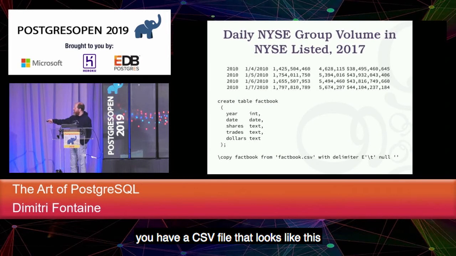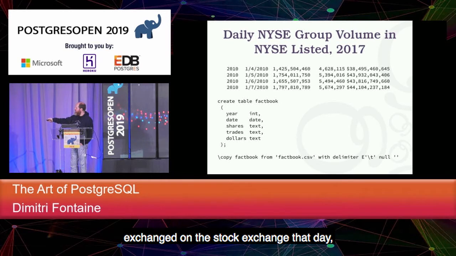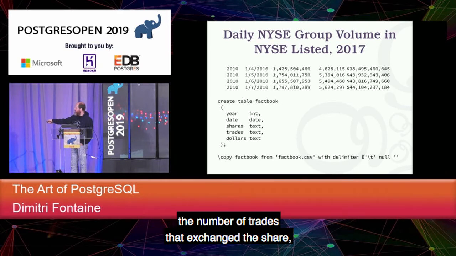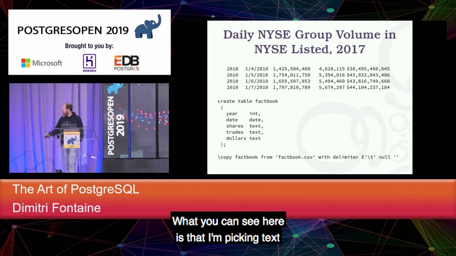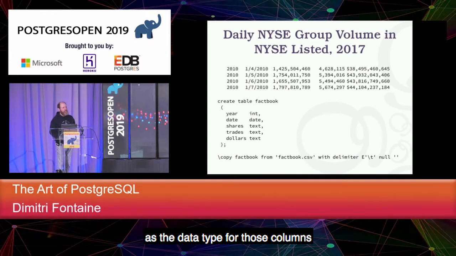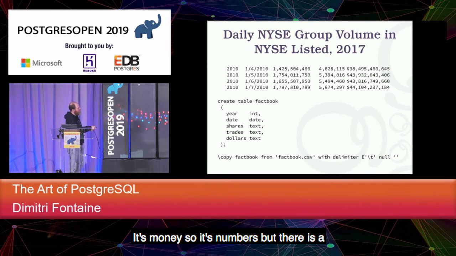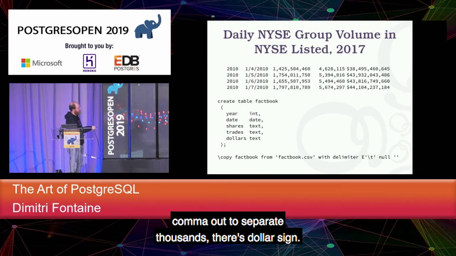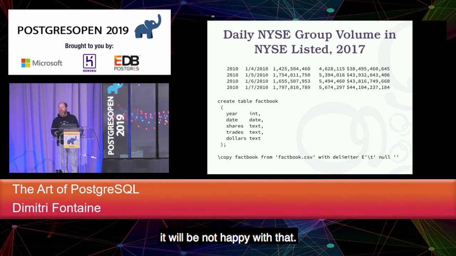So when you download the data, you have a CSV file that looks like this with the year, the date, the number of shares exchanged on the stock exchange that day, the number of trades that exchange those shares, and the amount in dollars that represent. And what you can see here is that I'm picking text as the data type for those columns, where obviously it's numeric, it's money, so it's numbers, but there is a comma to separate the thousands, there is a dollar sign. So if you just say to PostgreSQL, hey, it's numbers, it will be not happy with that.